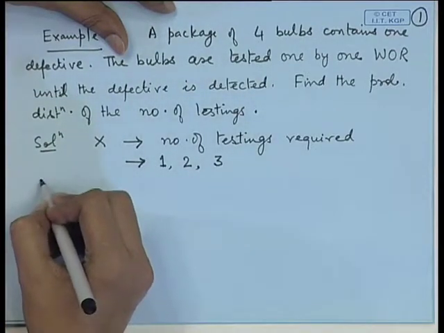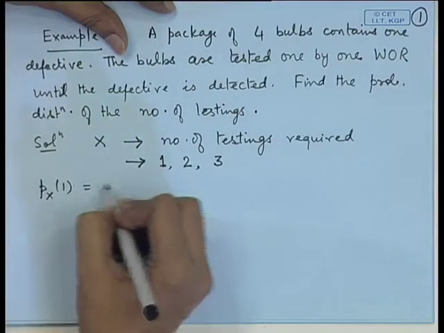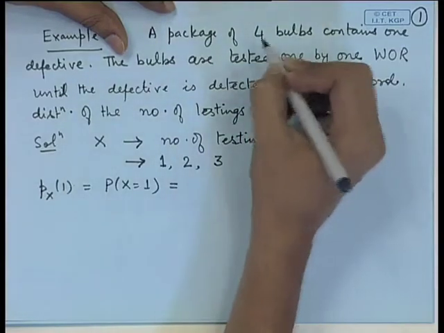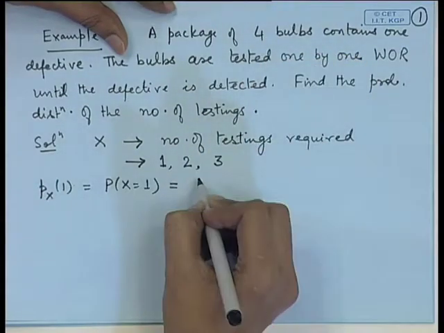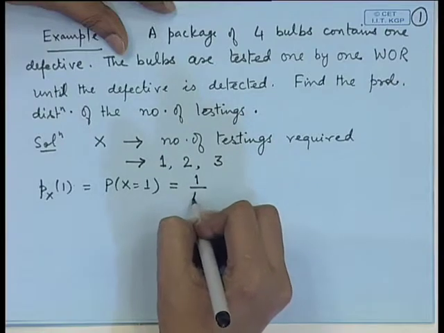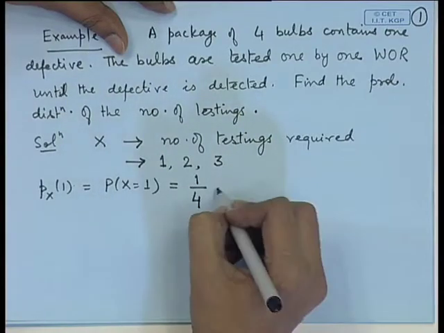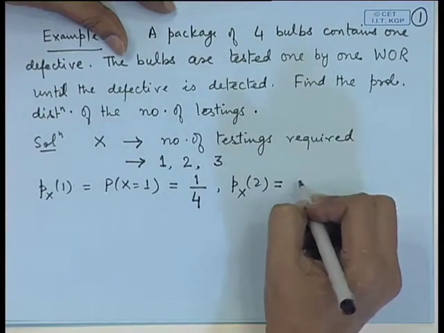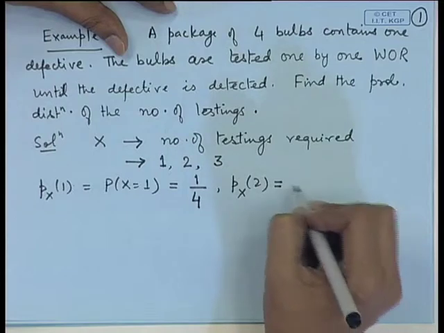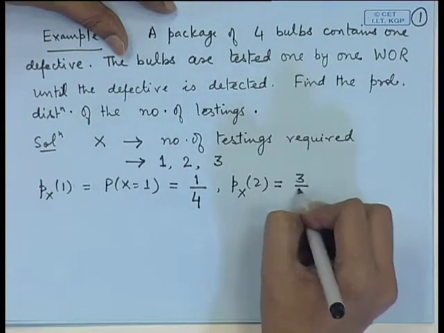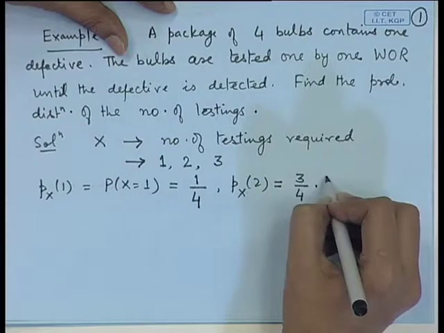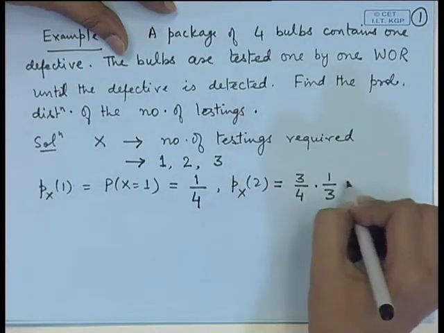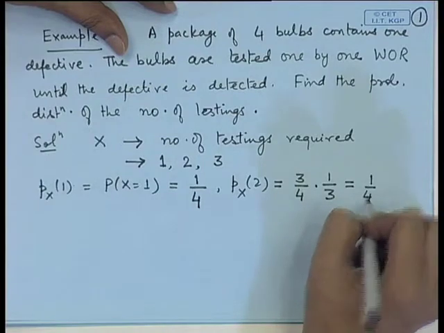So, what is the probability of X equal to 1? Now, there are 4 bulbs out of which one is defective. So, the probability that the first testing gives a defective will be 1 by 4. What is the probability that the second one is defective? That means the first one must not be defective. Now, there are only 3 bulbs left, out of which one is defective. So, the probability of that is 3 by 4 into 1 by 3, which is equal to 1 by 4.